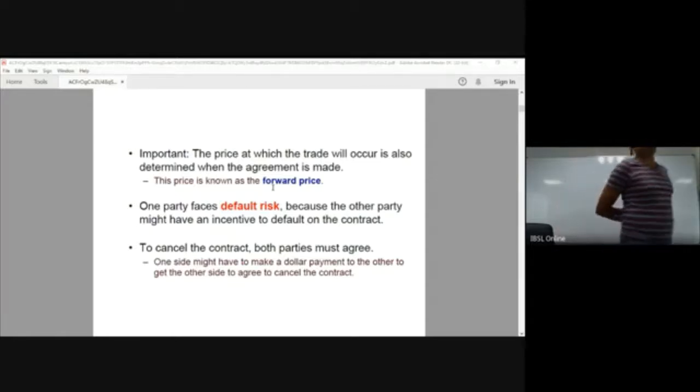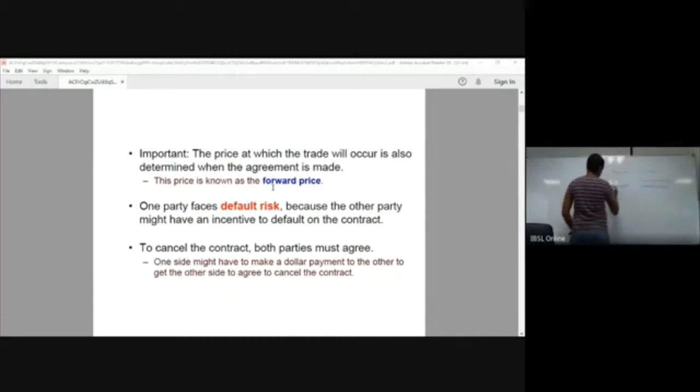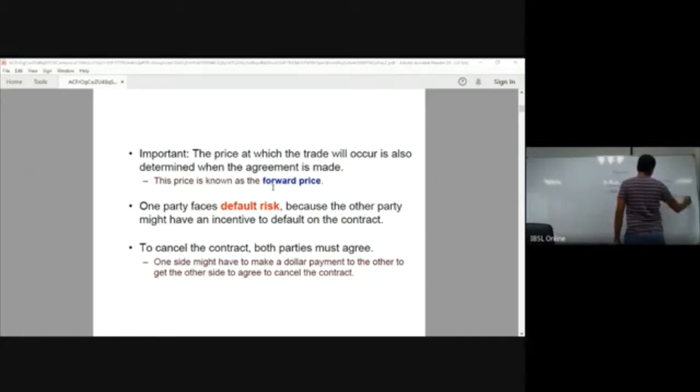One party faces default risk, right? So when it's forwards, there is default risk. Default risk is present. Whereas for futures, settlement is guaranteed. Default will not occur. One party faces default risk because the other party might have an incentive to default on the contract.